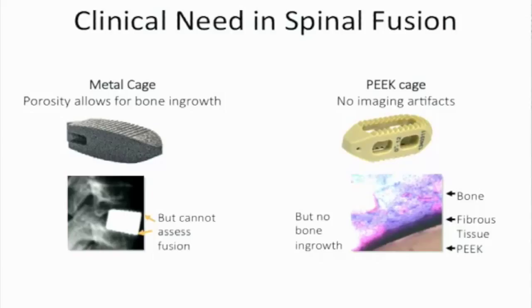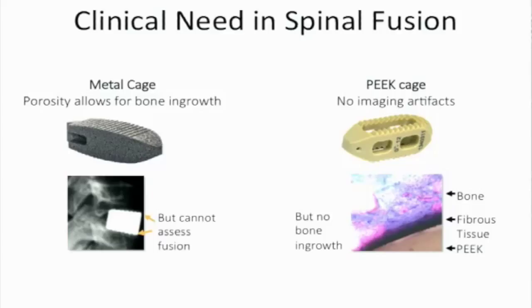So what's the problem that we're trying to address in spinal fusion? If you pick a metal cage, metals are stronger, stiffer, right? And they tend to integrate with bone better. They tend to stick to bone well. So if you put a metal cage in there, it tends to stick and integrate a little bit better, which is good.